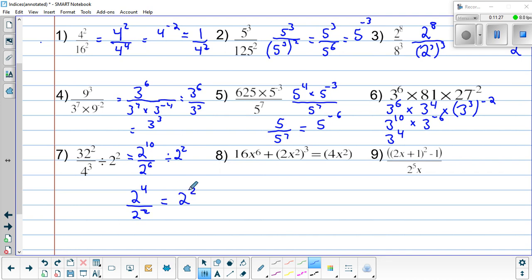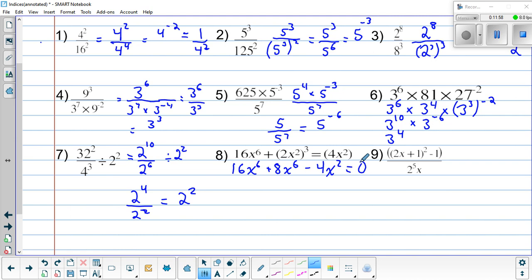Okay, so keep on going. First off here, I'm just going to get rid of all my brackets and get everything onto the same side. I notice that they're addition. So 16x to the 6 plus, make sure to bring that 3 onto the 2 as well, because there's a bracket around everything. And then subtract 4x squared. That has to equal 0, right? Because it is an equal sign.